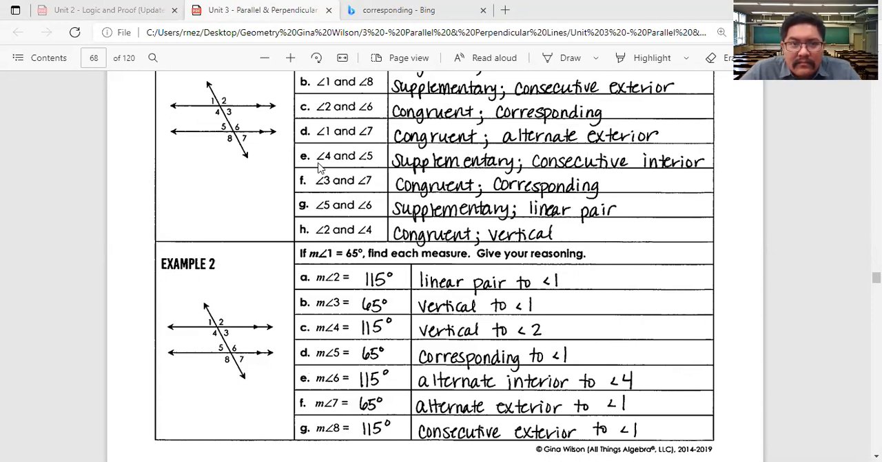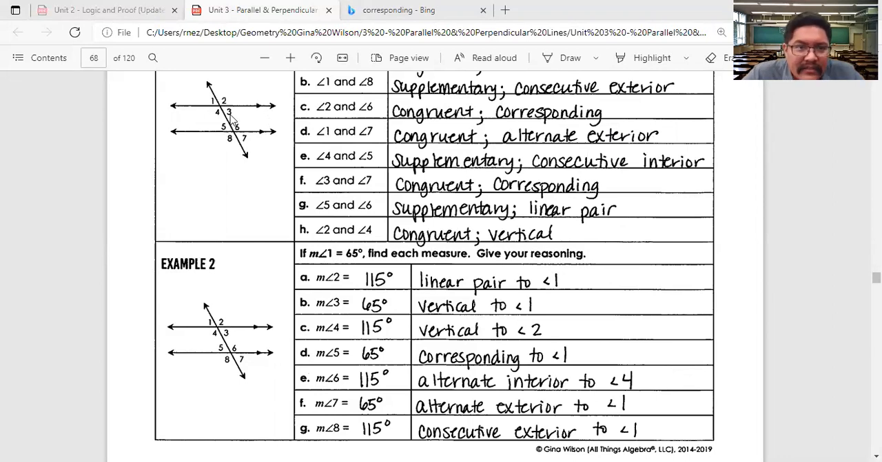All right, so next one, E. So angles 4 and 5. Well, they're right next to each other. They're on the same side. Actually, that's the important thing, that they're on the same side of the transversal. So being on the same side, that would make them consecutive. They're both on the inside, so that would mean that they are interior. So in this case, they are supplementary because they are consecutive interior angles.